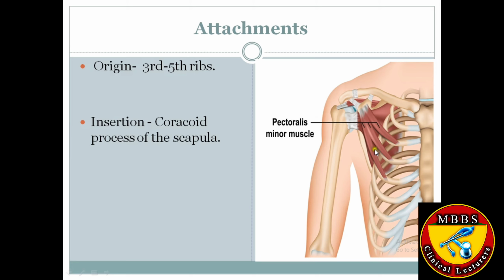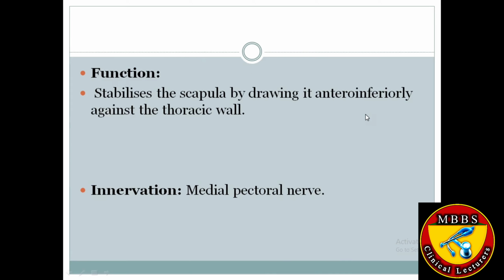The pectoralis minor muscle gets inserted into the coracoid process of the scapula. The function of the pectoralis minor muscle is to stabilize the scapula by drawing it anterior-inferiorly against the thoracic wall. Innervation is by the medial pectoral nerve.